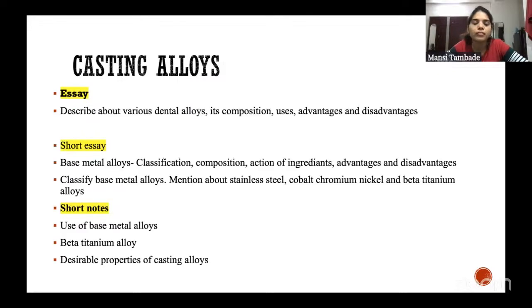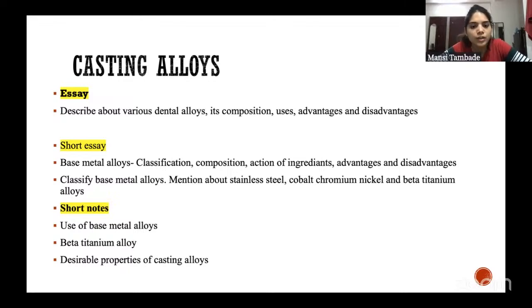Okay, coming to the casting alloys, describe various dental alloys and their composition, uses, advantages, and disadvantages. The short essay questions are base metal alloys, classification, composition, action of ingredients, advantages, disadvantages.